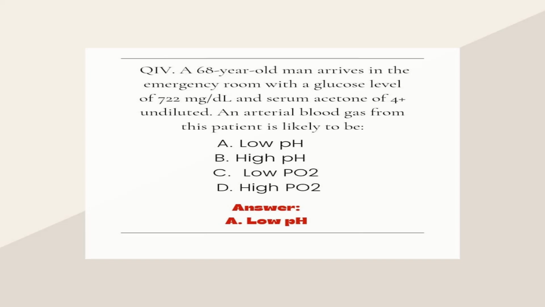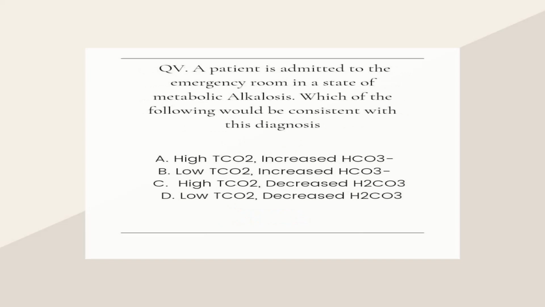Question number 5. A patient is admitted to the emergency room in a state of metabolic alkalosis. Which of the following would be consistent with this diagnosis? A. High total carbon dioxide with increased bicarbonate ion. B. Low total carbon dioxide with increased bicarbonate ion. C. High total carbon dioxide with decreased carbonic acid. D. Low total carbon dioxide with decreased carbonic acid.